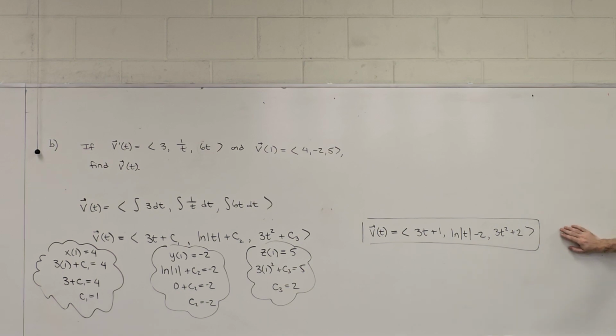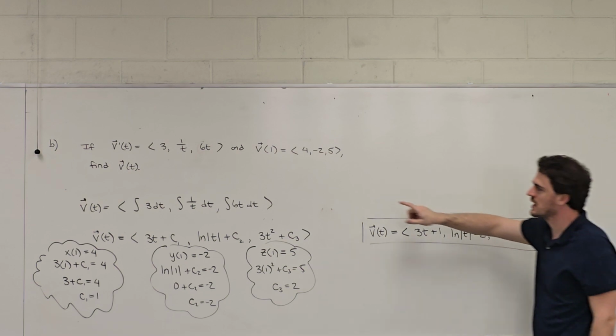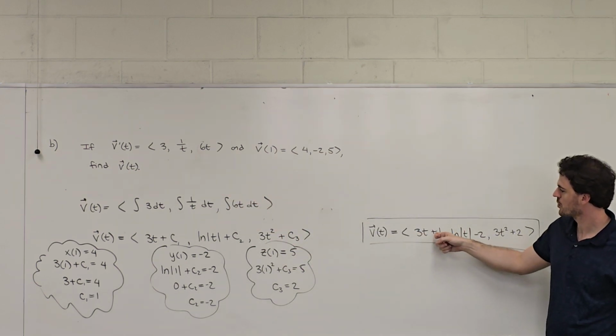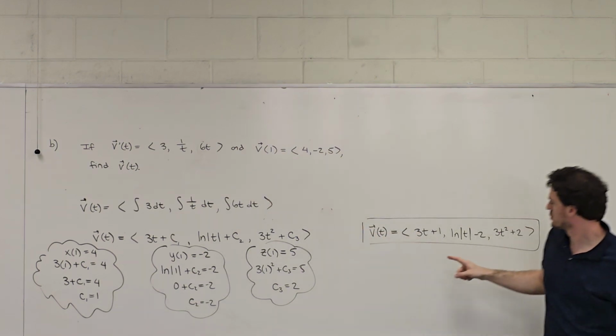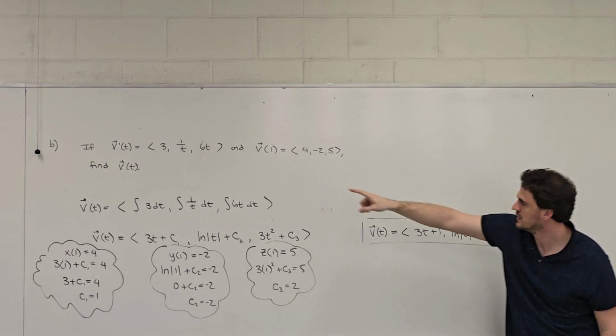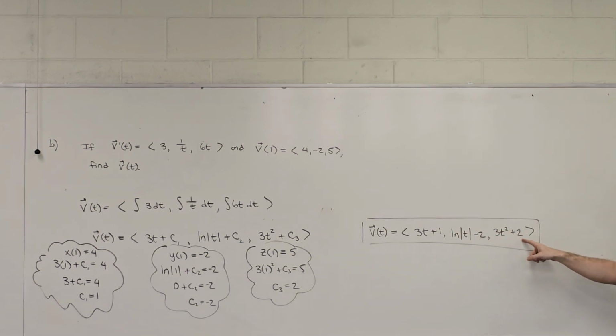It also needs to be true that when you take the derivative of this, you should get v prime. Derivative of 3t plus 1 is 3. Derivative of ln of t, even if it's an absolute value, is 1 over t. The derivative of 3t squared plus 2 is 6t. So we know we do.